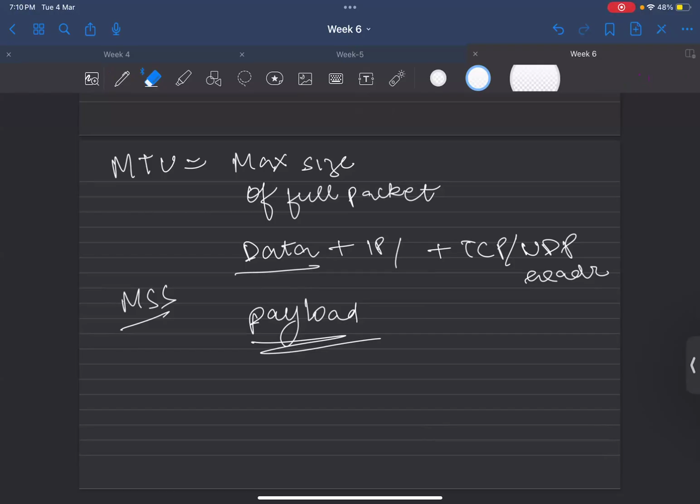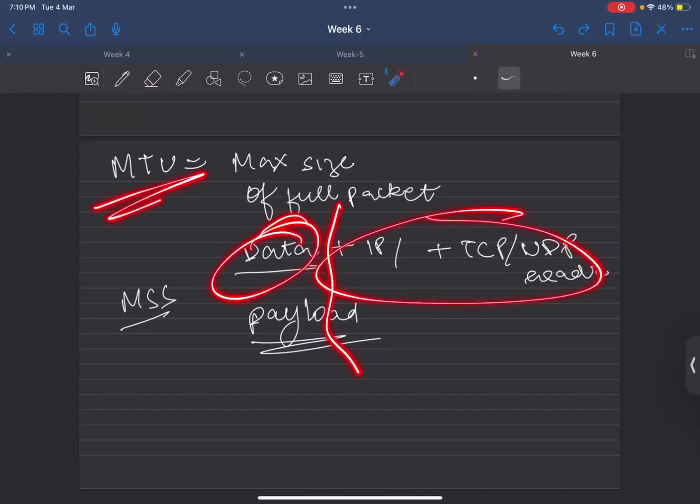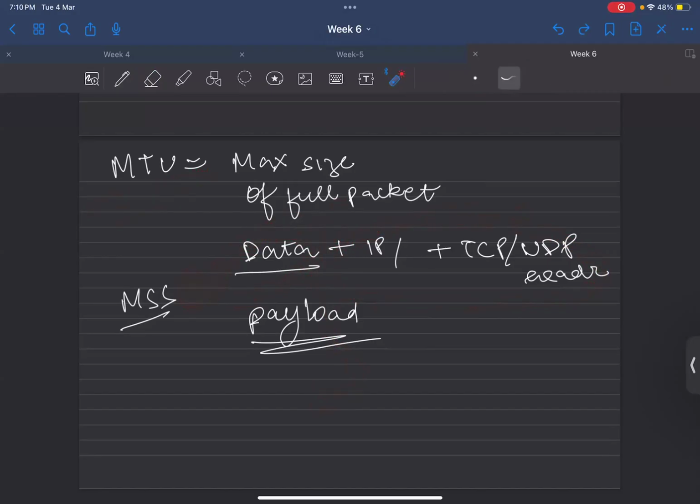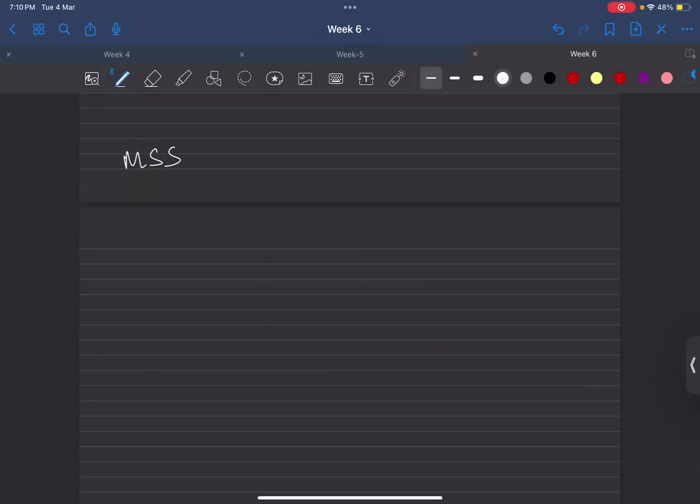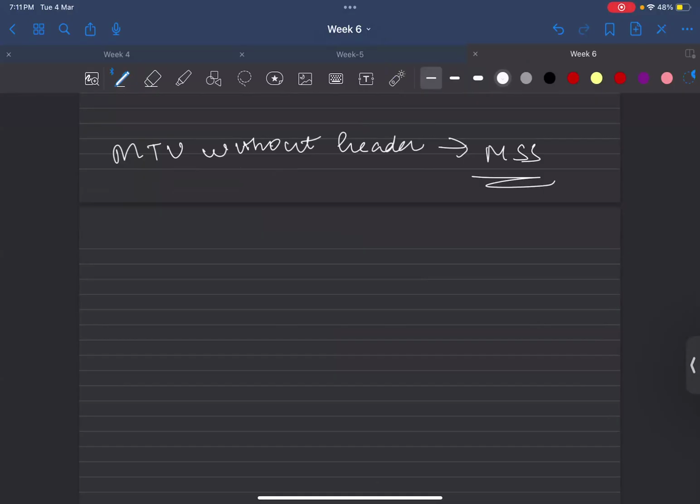Without headers is the payload. This is the data part plus the header part, and this is MTU. The data part alone, without headers, is MSS. So in simple words, MTU without headers is basically MSS. Though there are certain things as well, I'll come to that afterwards. Am I correct?